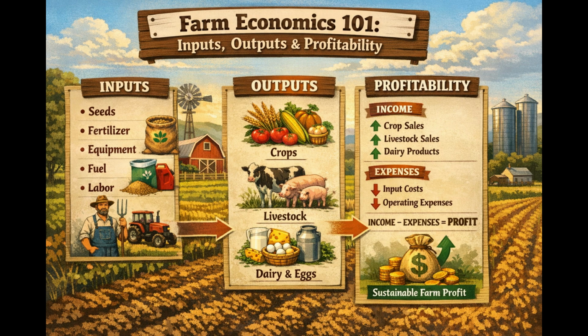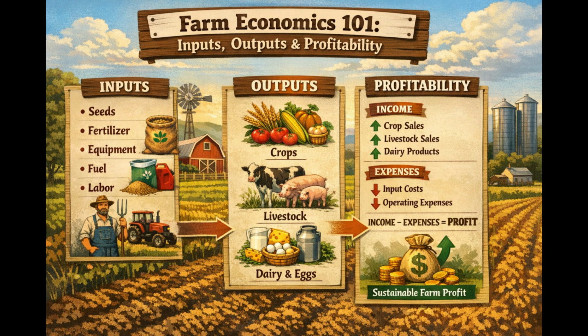Pest and disease risk can be managed with integrated pest management, crop rotation, resistant varieties, and good scouting. The key is early detection and rapid response. Waiting until a pest or disease is out of control is way more expensive than catching it early.